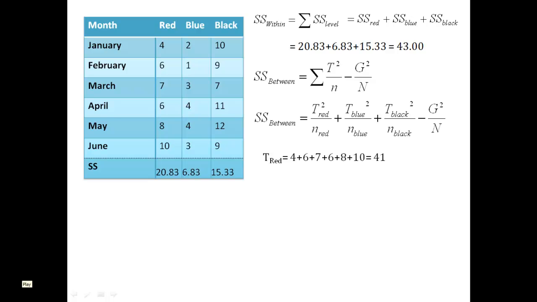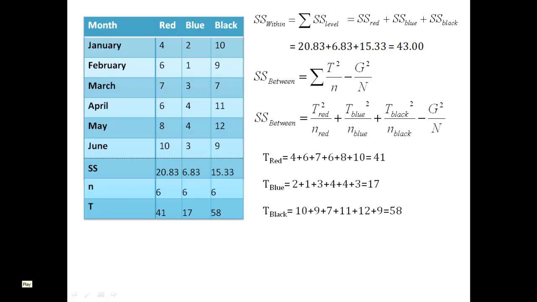So the total for all of the red cars is just going to be the sum of all the values for the red cars. So 4, 6, 7, 6, 8, and 10 are just the values that we have for all of the number of cars that were bought in each of those months that were red. And you can see that the total for blue is the same thing. We're just changing the numbers to reflect the scores that we have for all the blue cars that were bought. And the total for black is the same thing. So again, this is just numbers. Numbers don't bite, and it's all okay.